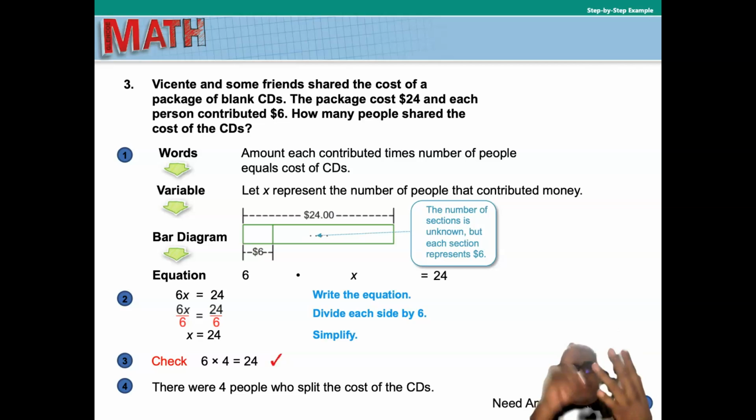6 plus 6 plus 6 plus 6 plus 6, that's 30. That was way too much, right? Because the whole thing cost $24. So that's what this is telling you. So we're going to represent X to be the number of people that contributed money. So that's our unknown quantity, X. This is where the variable comes in.